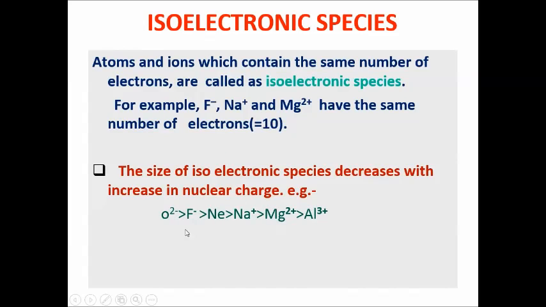That is, the order will be O2 minus greater than F minus greater than neon greater than Na plus greater than Mg2 plus greater than Al3 plus. So, according to the increase in nuclear charge, the size of the isoelectronic species decreases. With this example, you can understand how the size is decreasing in the case of isoelectronic species.